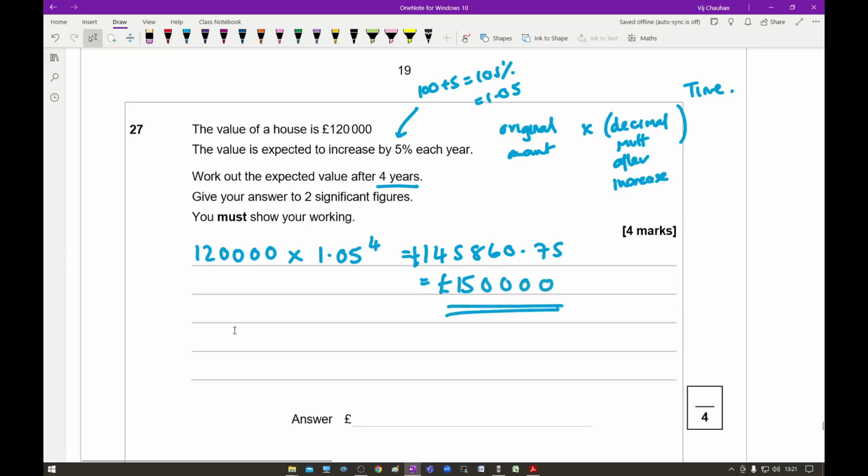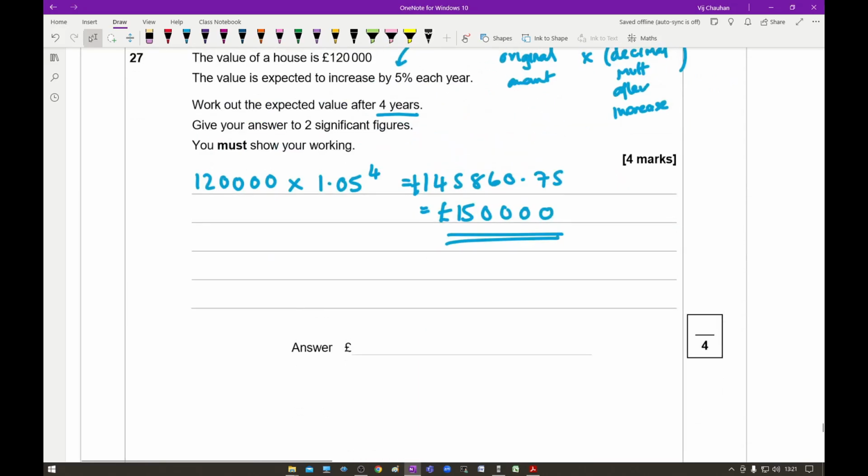Now again, if you've done it the more long-winded way, first of all we've got 120,000, and then we add 5%, so times by 1.05. Sorry, not 10%, rather 5%. Don't know where I got that number from. So the first year is going to be 120,000 times 1.05, and that comes up to a total of 126,000.